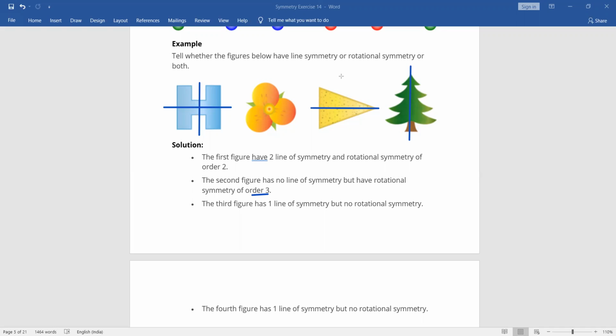Now we will discuss our exercise, that is, exercise 14.1.